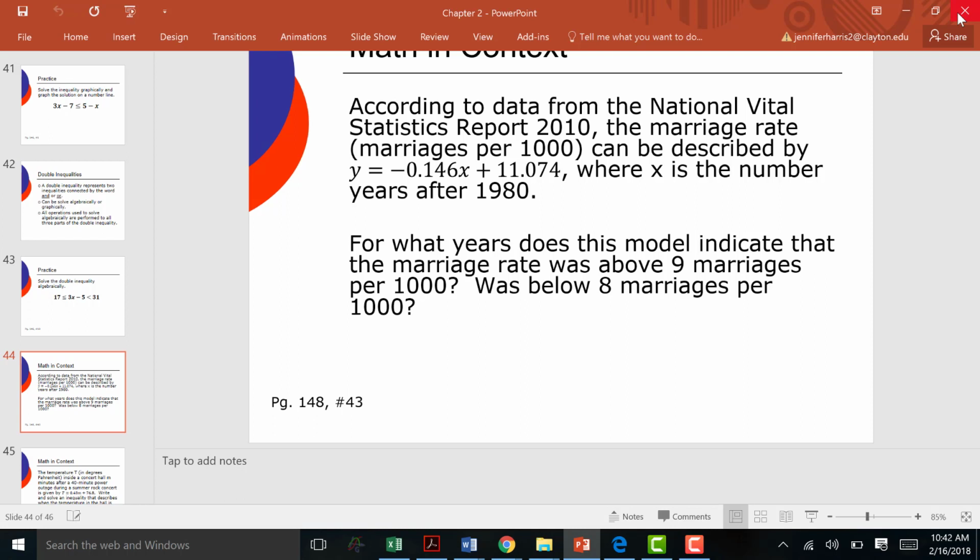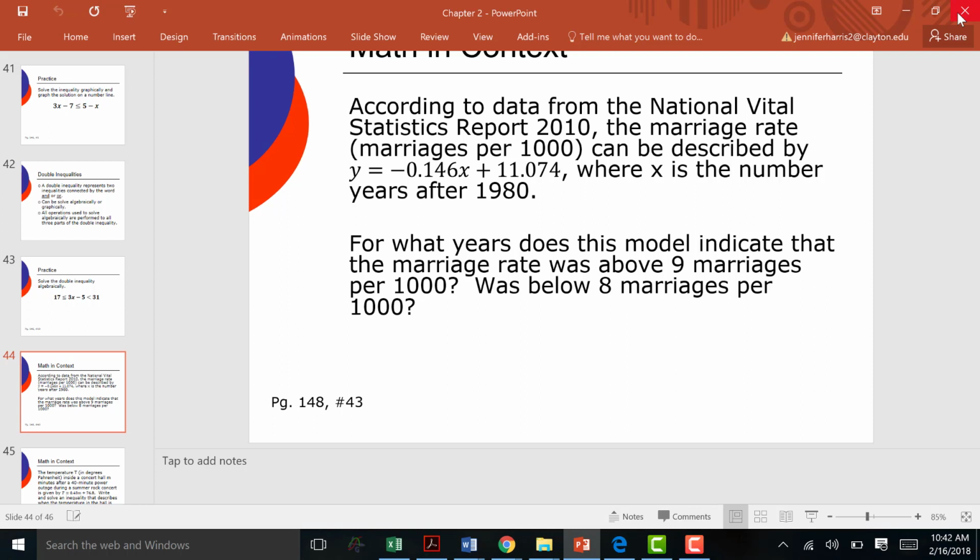Alrighty, I am going to subtract 11.074 from both sides again. These two cancel out. I'm left with negative 0.146x is less than, and that's going to be, is that negative 3.074? Yes. Okay. Divide both sides by negative, which means what's going to happen? The sign flips. The sign is going to flip the other direction.